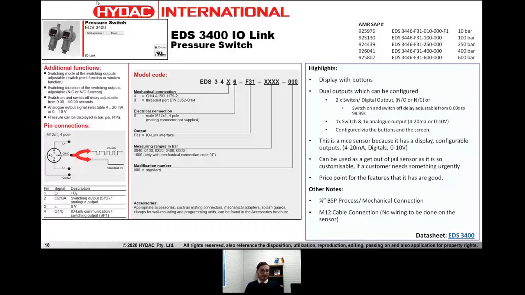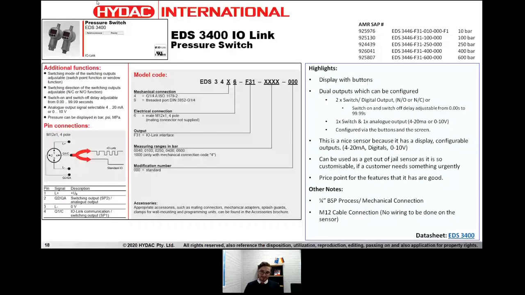The interesting thing is this sensor can do 4 to 20 milliamps or 0 to 10 volt output. So you can use this sensor with a switched output, like a PNP output, and also as an analog output at 4 to 20 or 0 to 10 volts. So it's quite a versatile sensor, and to make things a bit more confusing, it also has IO-Link.